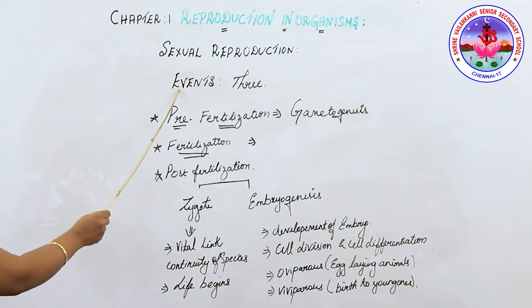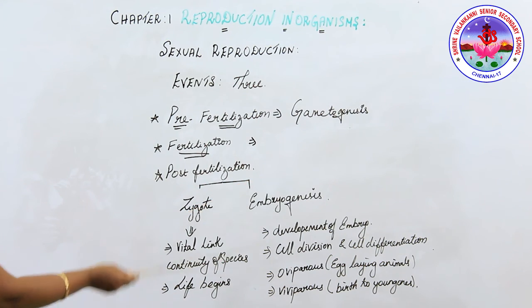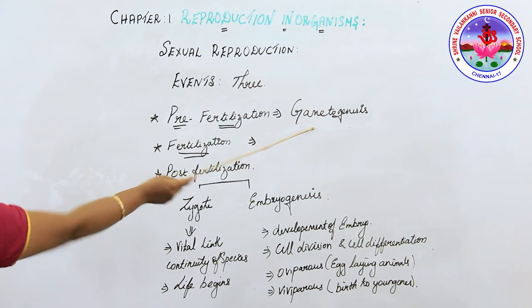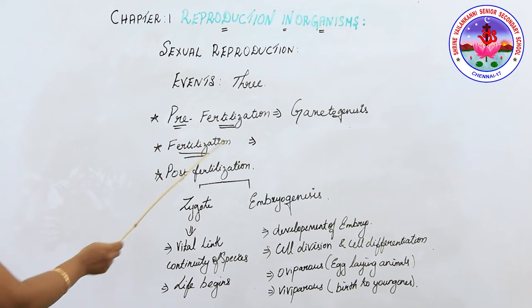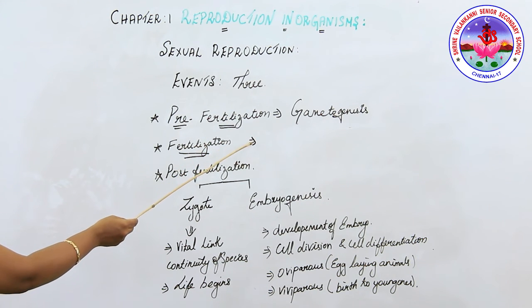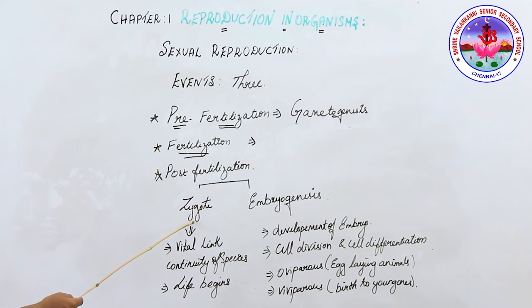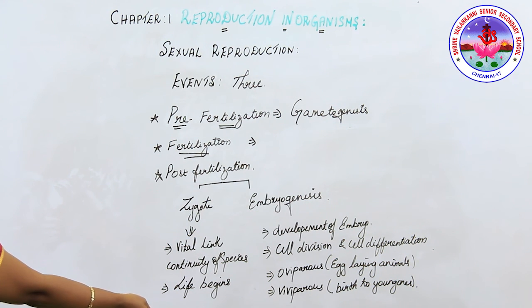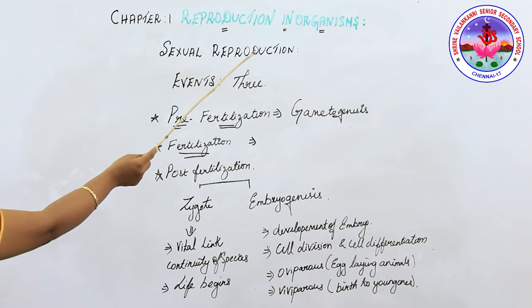So here, events in sexual reproduction include pre-fertilization, fertilization and post-fertilization. Let me do a recap. In pre-fertilization, the process called gametogenesis occurs. In fertilization, there is the fusion of gametes to form the zygote, which in other terms we call syngamy. The next event is post-fertilization, where there is development and growth of the zygote and the embryogenesis process, resulting in a new individual organism. That's all about the events taking place in sexual reproduction.